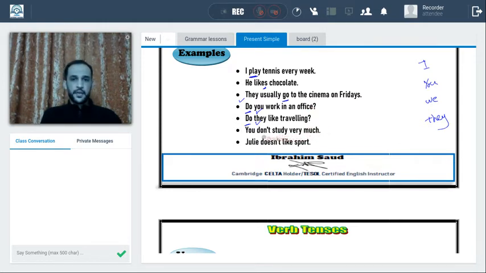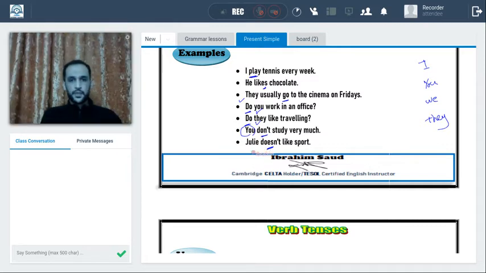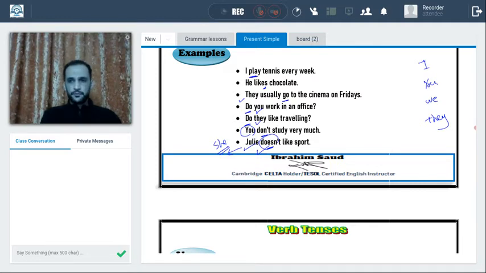And in the negative form, I use don't or doesn't. You don't study very much. In this sentence, I use don't because the subject is you, as you can see. And the last one, Julie doesn't like sport. I use doesn't because the subject is Julie, and this is used instead of she, or I can use she instead of this proper noun. And in this case, I have to use doesn't. Okay? This is the form.